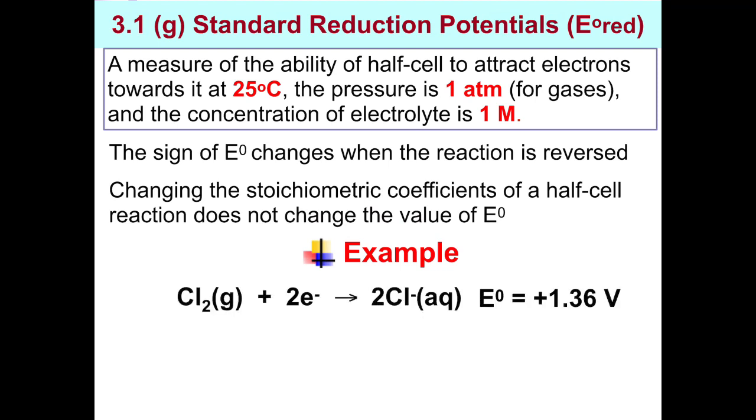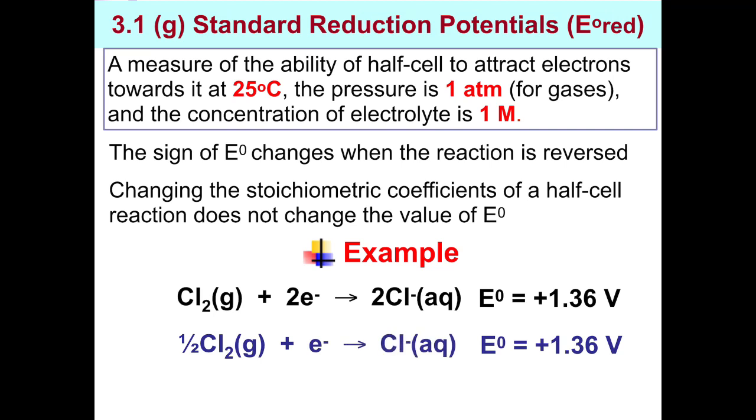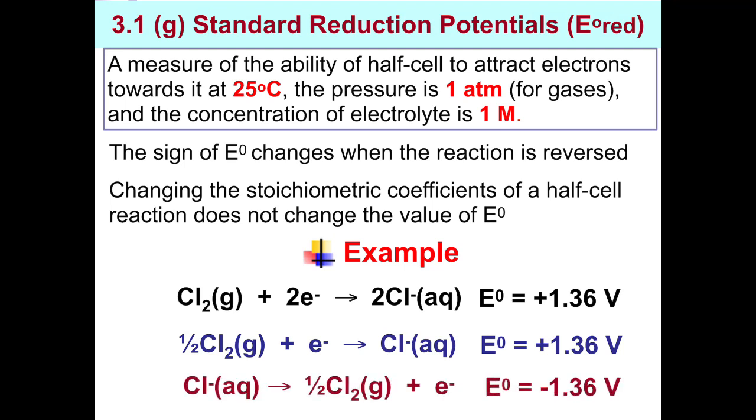For example, we have Cl2 gas plus 2 electrons produce 2 Cl minus aqueous. The E° is positive 1.36 volt. If we multiply by 1/2, the E° does not change. However, if we reverse the equation, the E° becomes negative 1.36 volt.